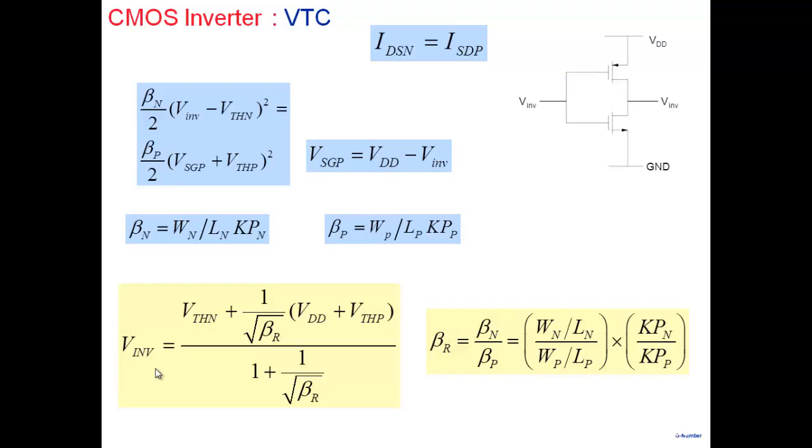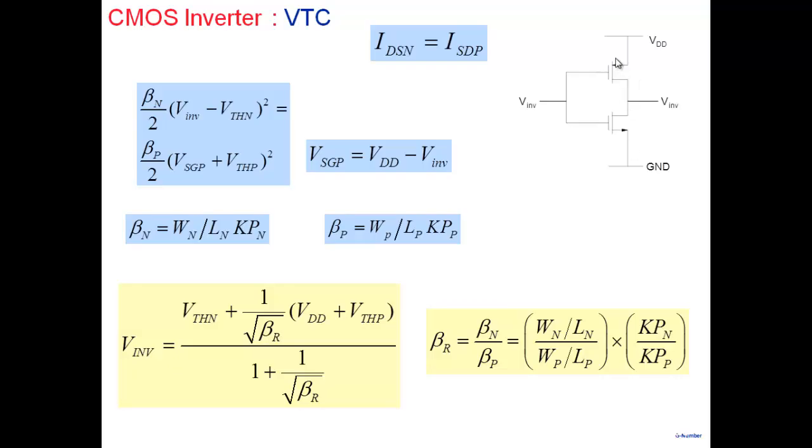And an important point to remember is that once you choose a technology, VTHN is fixed, VTHP is fixed, VDD is also fixed for you normally, and the only parameter that is left is beta R, and that depends on the ratio. Kpn and Kpp are also fixed. So effectively what you have in your control is the ratio of the sizes of the two transistors: Wn by Ln of the NMOS over Wp by Lp of the PMOS. This is effectively what you can do, the ratios.